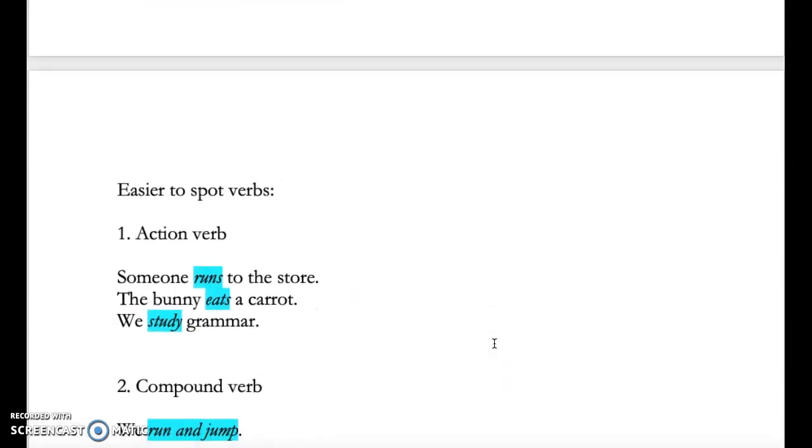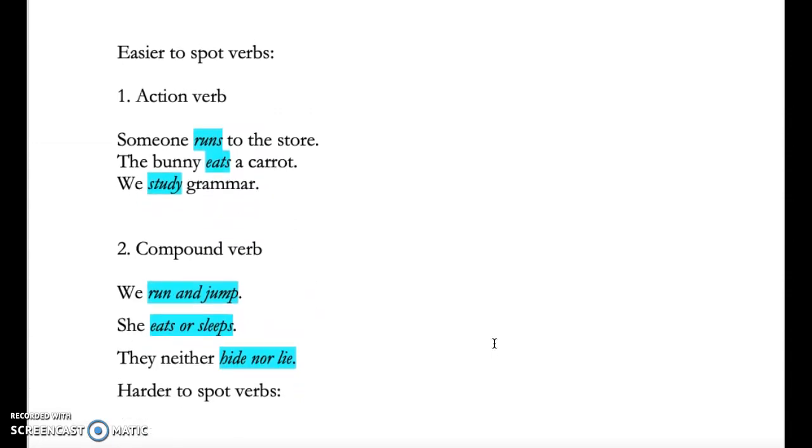So the first two kinds of verbs I would think of as the easier to spot verbs. The first one is the action verb, which is probably the verb that you encountered in high school. That's the one where it's anything that you could do. It's an action. Someone runs to the store. The bunny eats a carrot. Or we study for grammar. Those are all examples of action verbs.